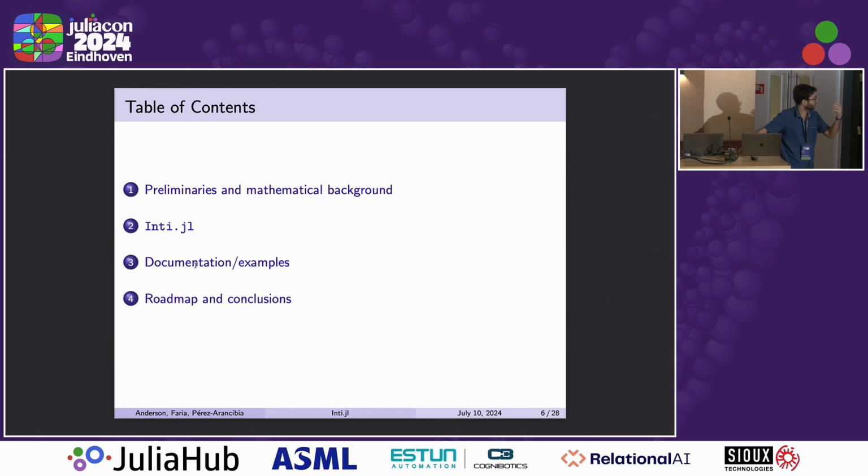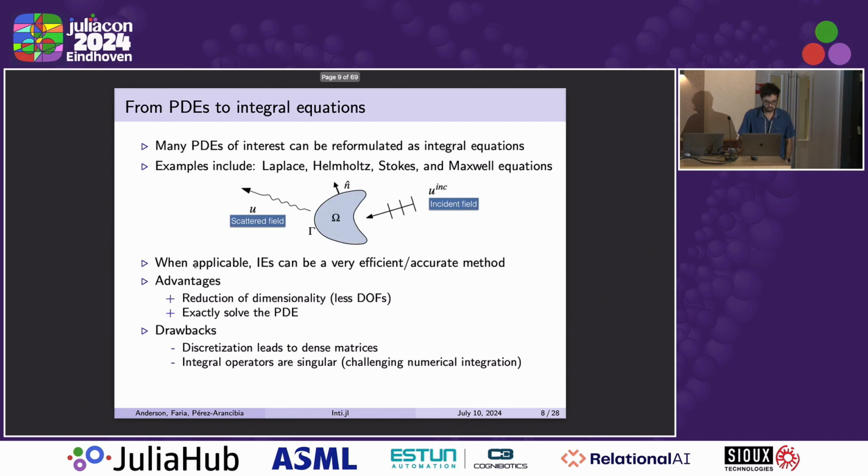So now I'll try to convince you in the first section why these types of methods are perhaps interesting for some applications. Then we take a quick look at the main structure of Inti, the high-level API, and how we build these things. Then we go through some documentation, examples, roadmap, conclusions, and let's get going.